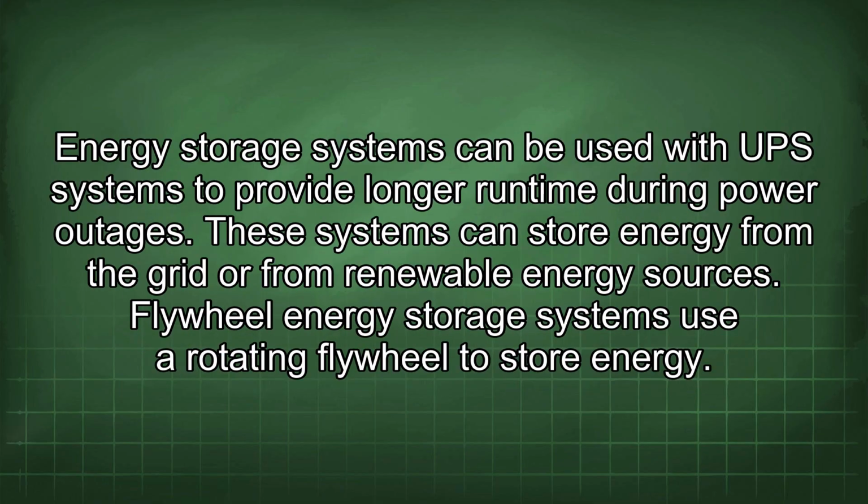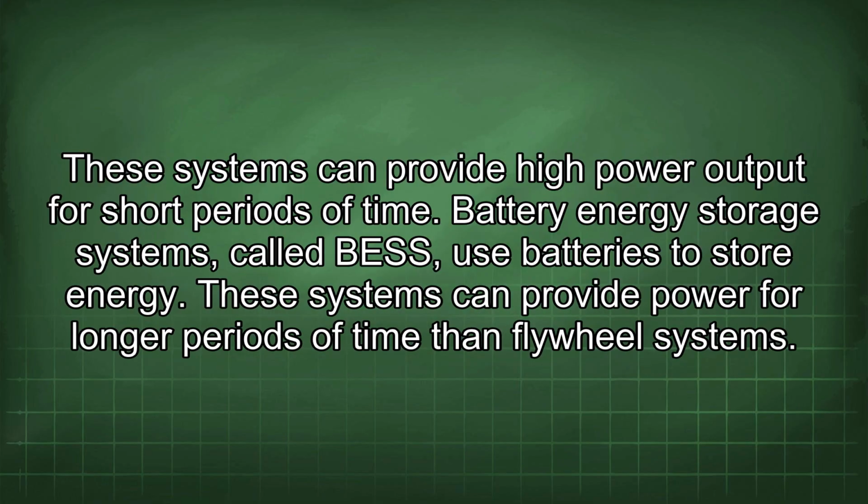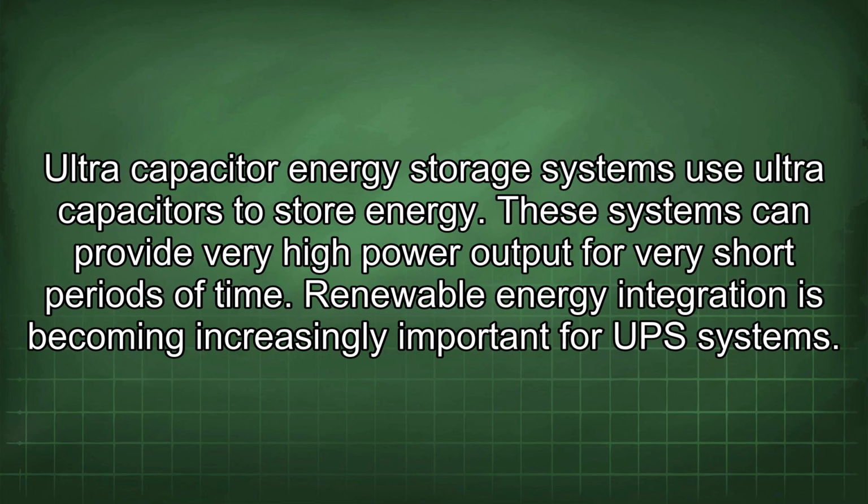Energy storage systems can be used with UPS systems to provide longer runtime during power outages. These systems can store energy from the grid or from renewable energy sources. Flywheel energy storage systems use a rotating flywheel to store energy. These systems can provide high power output for short periods of time. Battery energy storage systems, called BESS, use batteries to store energy. These systems can provide power for longer periods of time than flywheel systems. Ultracapacitor energy storage systems use ultracapacitors to store energy. These systems can provide very high power output for very short periods of time.